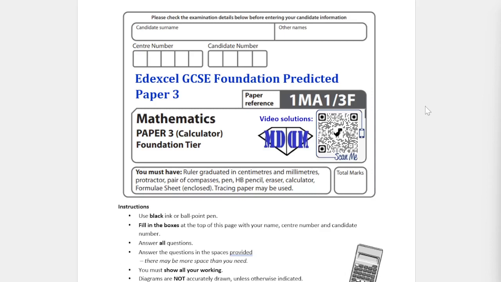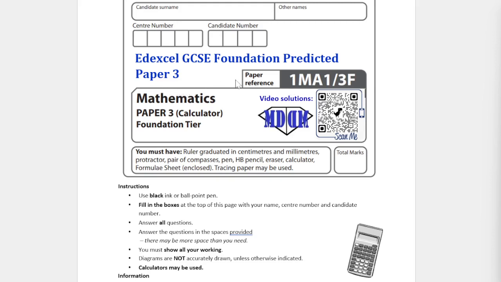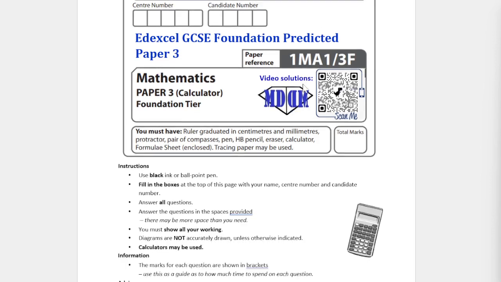Today I'm giving you a very different predictive paper. I've actually come up with this predictive paper myself. I was waiting around for an additional foundation one to appear, and I thought that I would have a crack at putting one together myself.